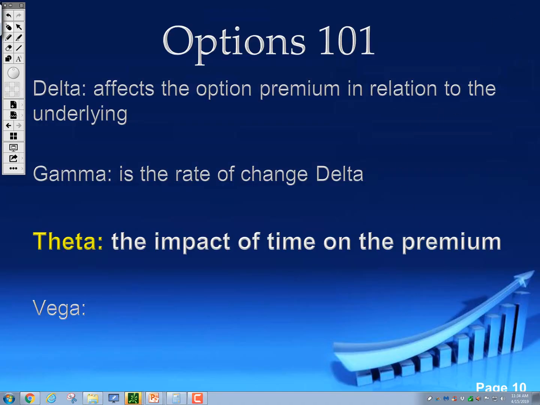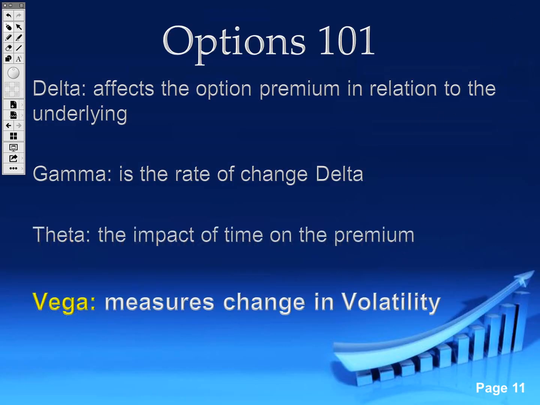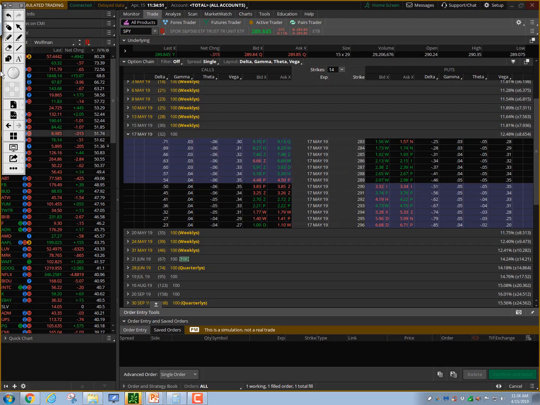And Vega is the measure of change in volatility. That's pretty simple. We can look at that pretty easily by pulling up our platform here. And we've got volatility over here on the side.